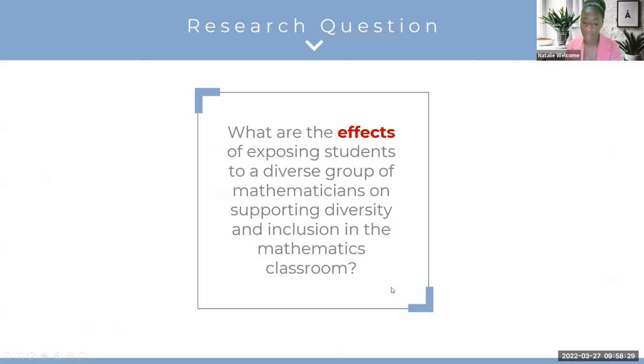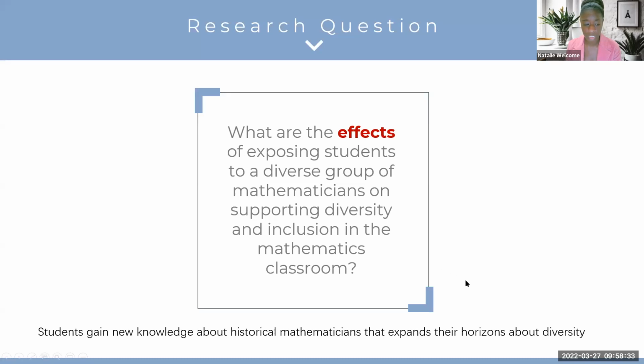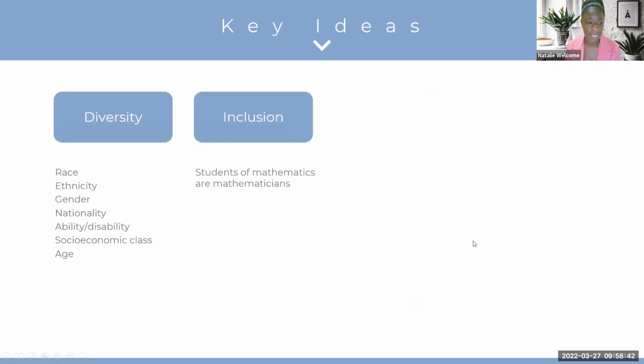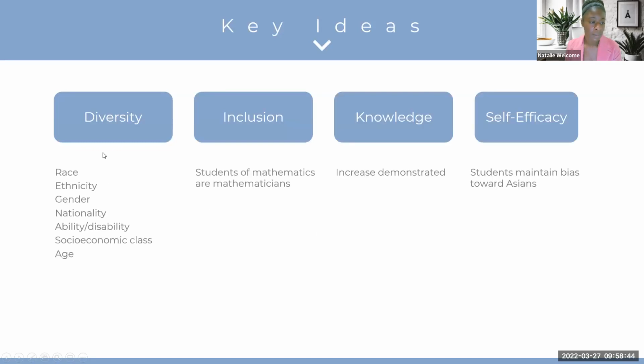Our results, again, the question: what are the effects of exposing students to a diverse group of mathematicians? We found that students gain new knowledge about historical mathematicians that expands their horizons about diversity. And very quickly, these are the measures of diversity that we considered. Students of mathematics are mathematicians. We want them to believe this. And an increase of knowledge was demonstrated, and students continue to maintain bias toward Asians.